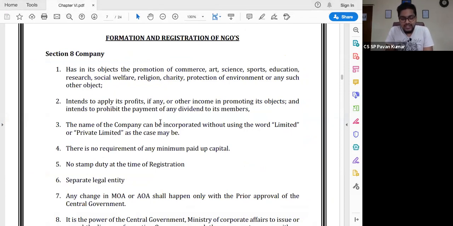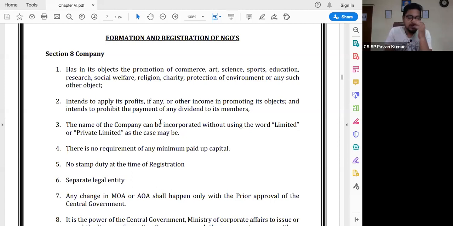So the next chapter that we're going to see is formation and registration of NGOs. NGOs are basically organizations that do something which normally the government is supposed to do. But practically, due to lack of manpower, the government will not be in a position to carry out all types of operations. They need help from even private partners to help in accomplishing their works.